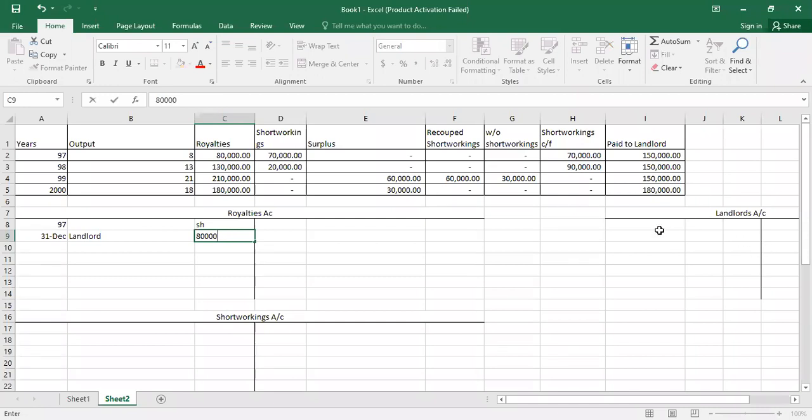Now, in the landlord's account, what are you going to debit? 80 or 150?